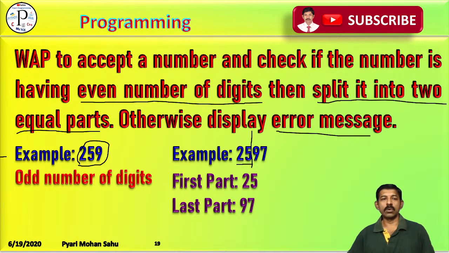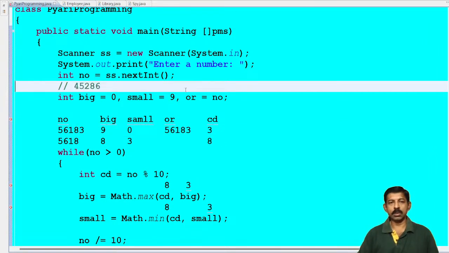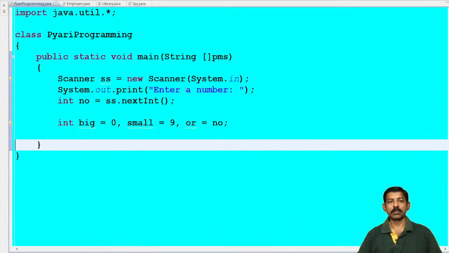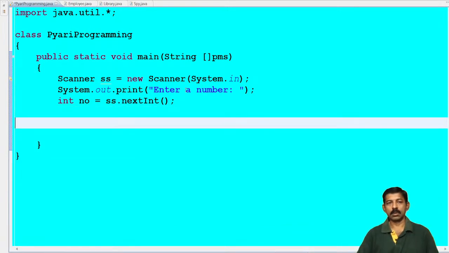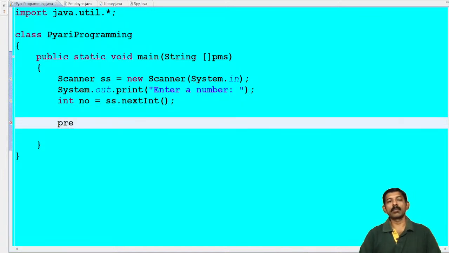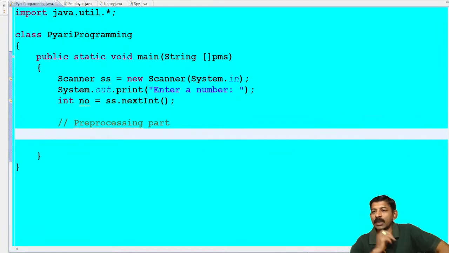Okay, fine. So let's move to the Java part. Now again, up to accepting a number is required. Fine. Now tell me the pre-processing part. Yes, sir, understood, but don't know how to split. Okay, that I will tell.